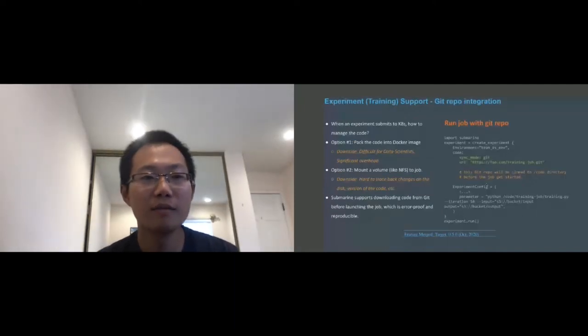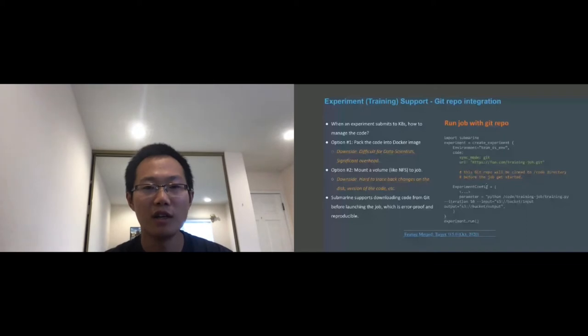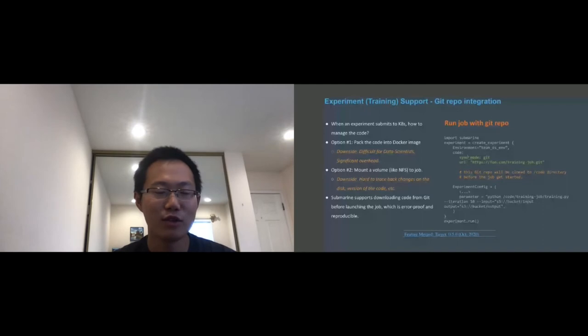So for the training support, we have the Git repo integration. There are several ways you can get your training code into your application when you're running applications on Kubernetes. The first option is to patch the code into a Docker image. The downside is that it is very difficult for data scientists. They will struggle to figure out how to build a Docker image themselves in the right way.